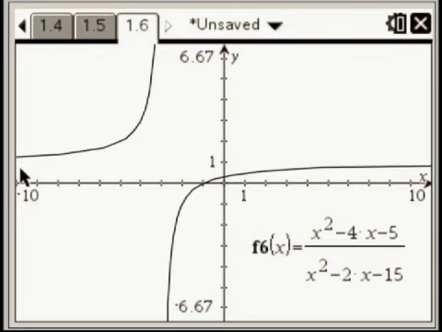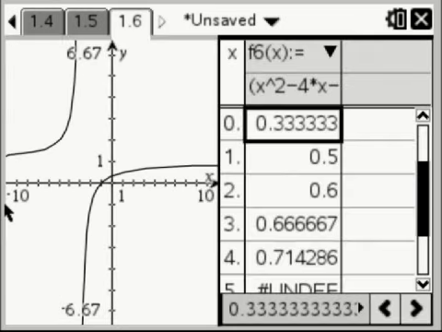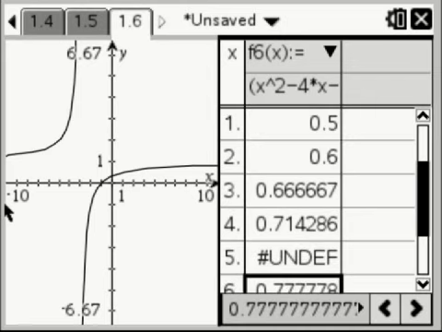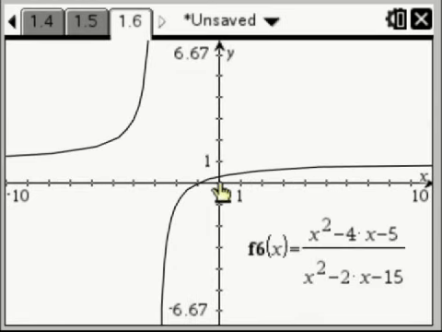Stop the video now and determine whether or not a function g of x is continuous at x equals 5. So you can tell right away that 5 is going to be a problem in this function. If I look at the table and I go down to 5, you'll see when I insert 5 into the function, it's undefined.